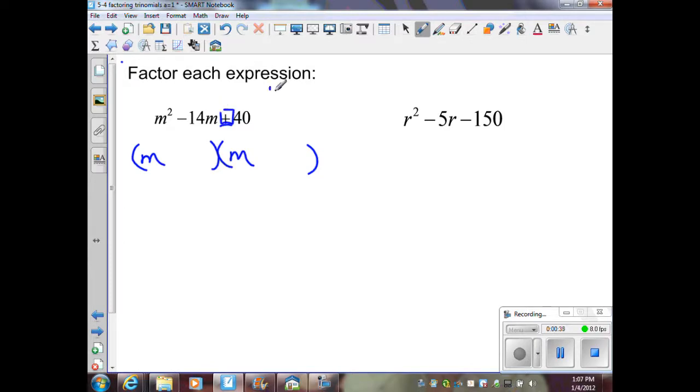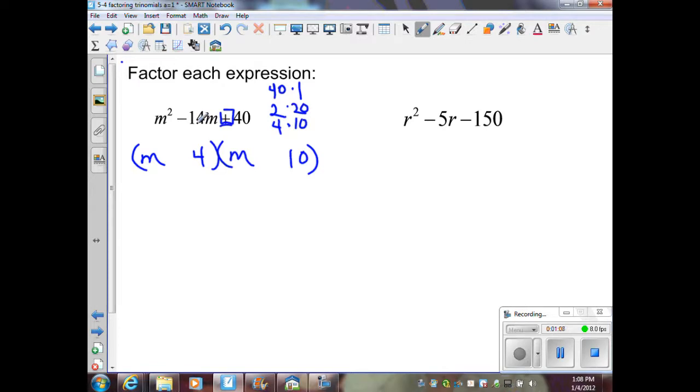So we start, 40 times 1 is 40, but that does not give me 14. 2 times 20 is 40. Does not give me 14 when I add. But when I multiply 4 times 10, those factors do give me 40. So I know that I'm going to get 40 from 4 and 10. But also, when I add the two numbers, because of the plus sign, it gives me 14.